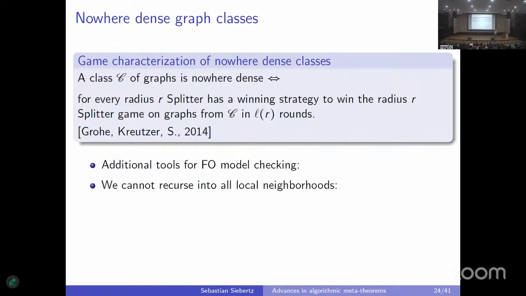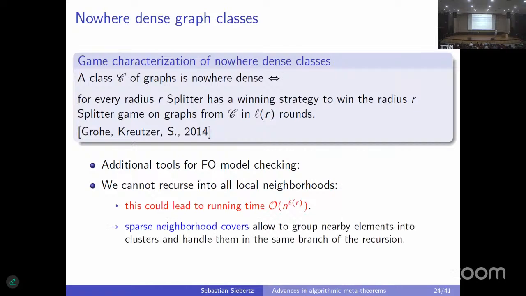We cannot refer to the whole neighborhood, because we would have a branching degree of n, which is complicated. And so we would have a running time of n to the L, where L is the number of rounds, the length of the game.